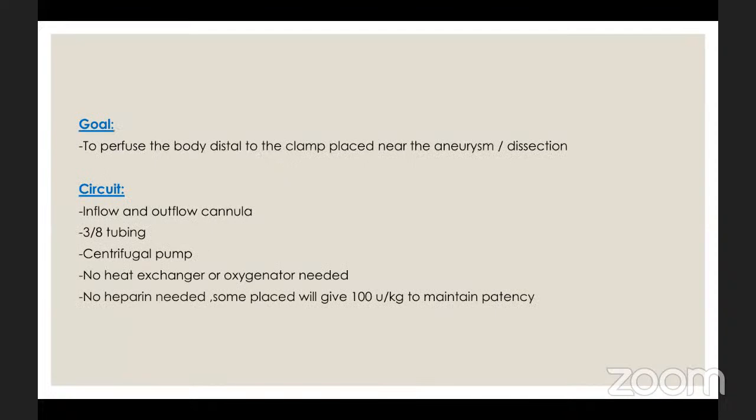The goal of the left heart bypass is to perfuse the body distal to the clamp placed near the aneurysm and dissection. The circuit consists of inflow and outflow cannulas, tubing, and a centrifugal pump, with no need for a heat exchanger or oxygenator, and no heparin needed. In some places they will give 100 units per kg to maintain patency.